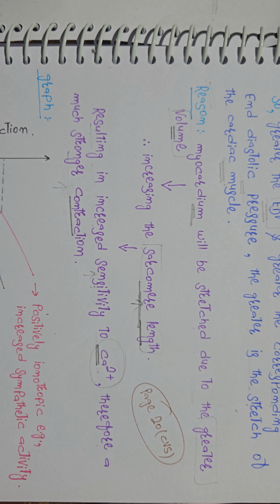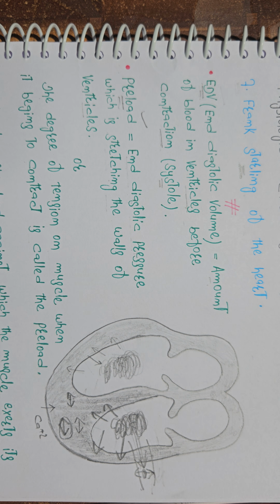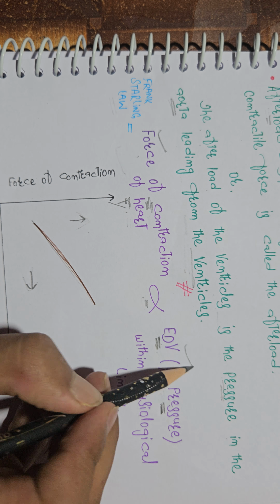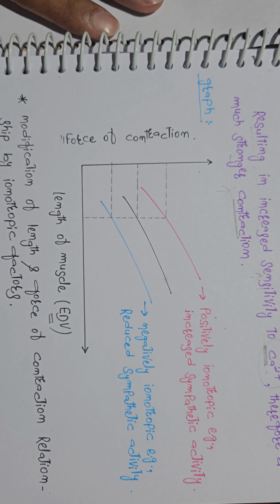There will be the stronger contraction of the heart muscle. So this is what is Frank-Starling law of the heart. In simple words, force of contraction of the heart is directly proportional to the end-diastolic volume, and this is the graph. Clearly? So this is the graph.